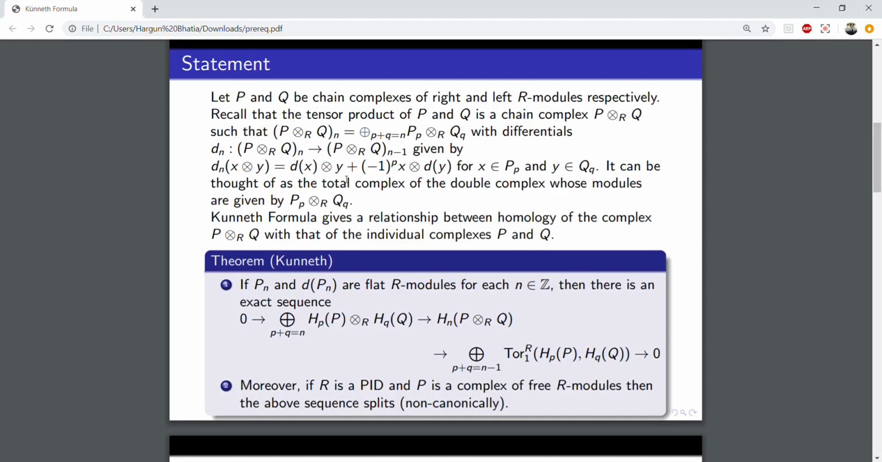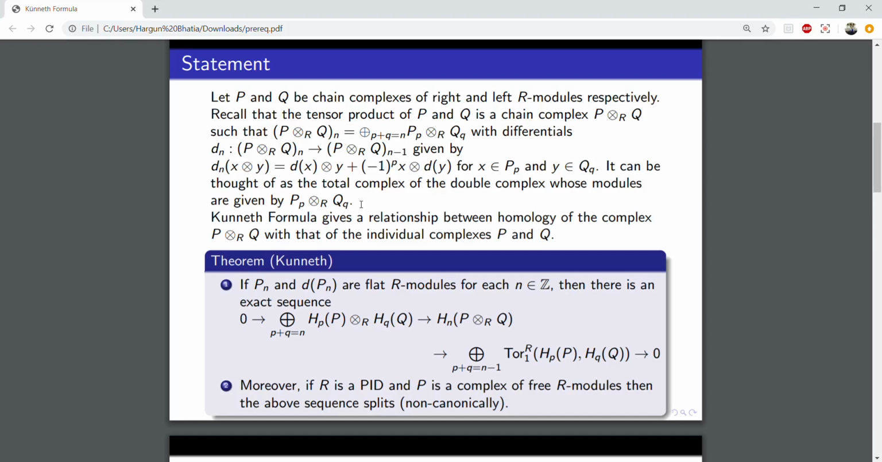Alternatively, it can be viewed as a total complex. First of all, take this double complex consisting of P_p tensor Q_q at the (p,q)th position, and then just take the total complex. Take the diagonal elements, the direct sum of them, which is precisely this thing. So this is the total complex of the double complex. That's another way to see this. So this is the tensor product of these chain complexes.